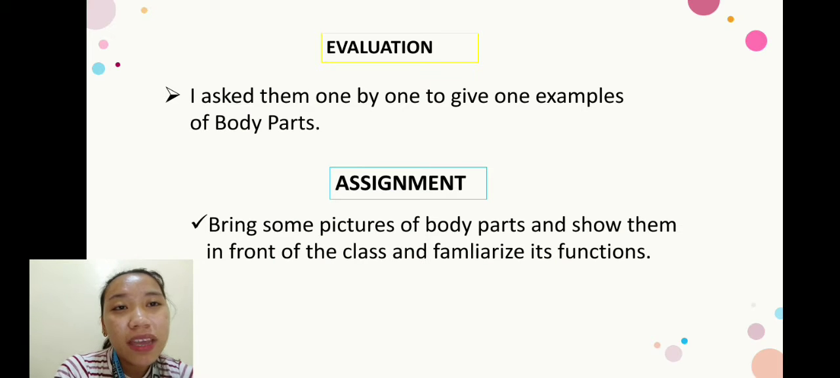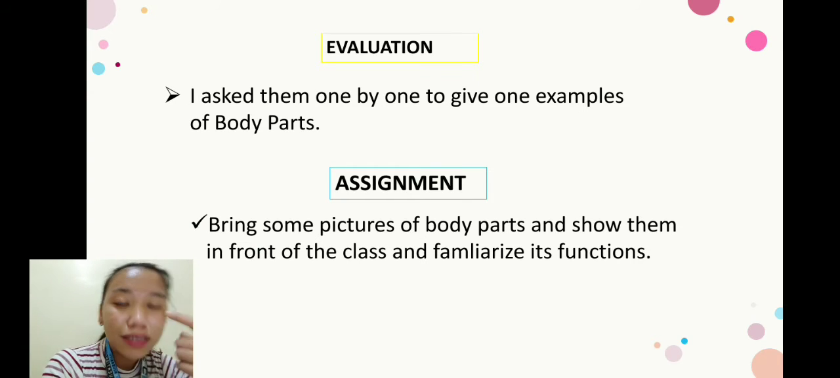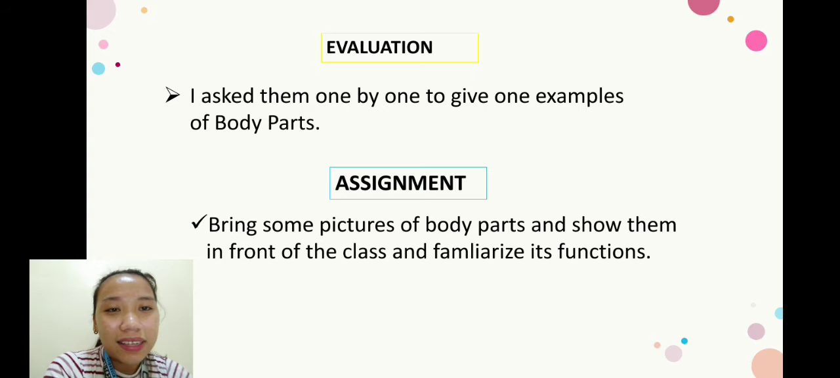And for my evaluation, I asked them one by one to give one example of body parts. In my case, my students would stand up and then point out the body parts they want to answer, and if they answer, they point out and manipulate the body parts, for example they touch their eyes and they would say eyes and it is used for seeing, like that.